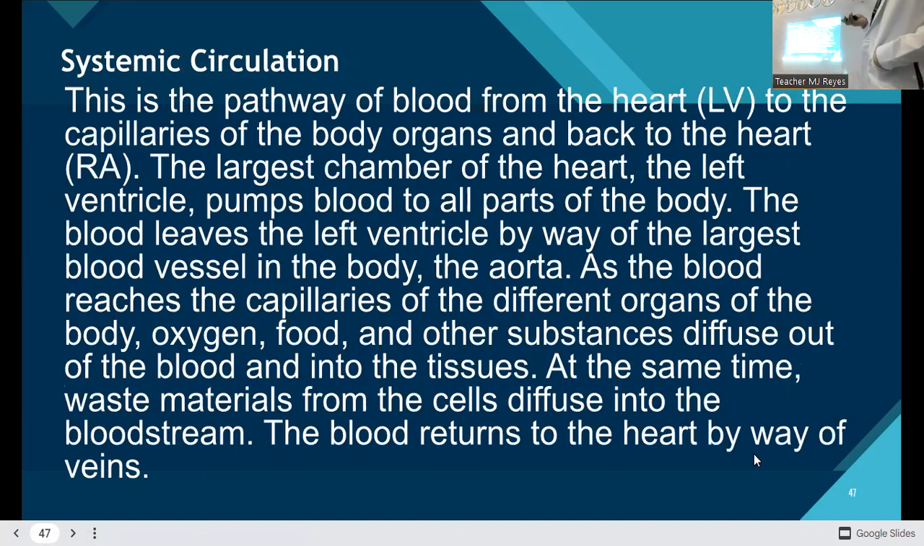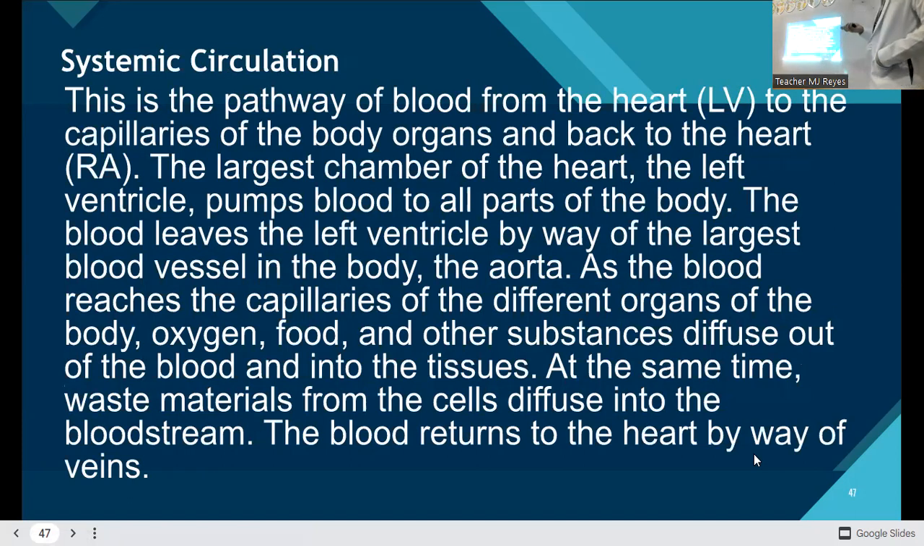Systemic circulation. This is the pathway of blood from the heart, which is from the left ventricle, to the capillaries of the body organs, back to the heart, to the right atrium. Since it is from the left ventricle, the blood here is carrying oxygen, or oxyhemoglobin, or oxygen carrying blood.